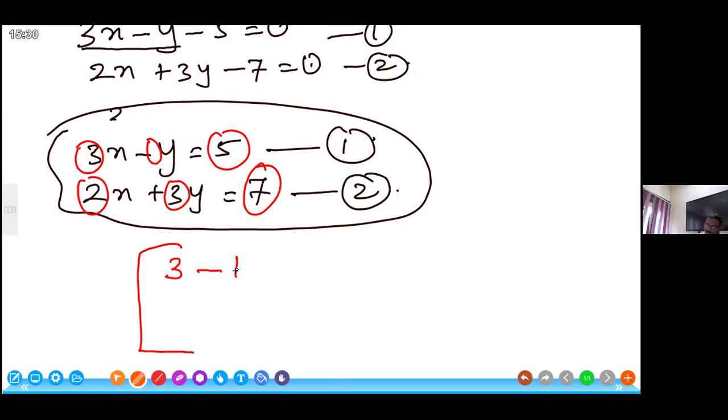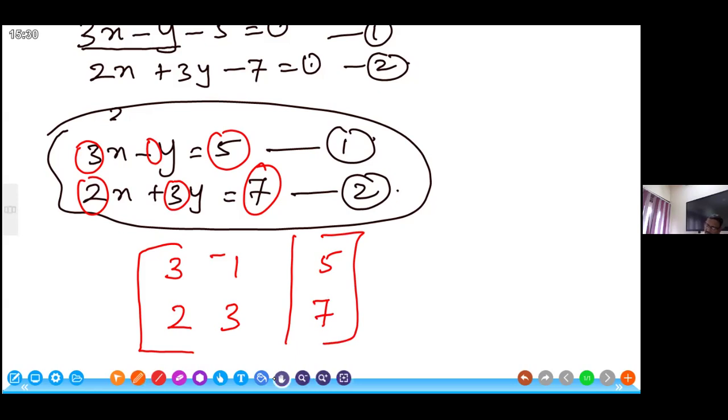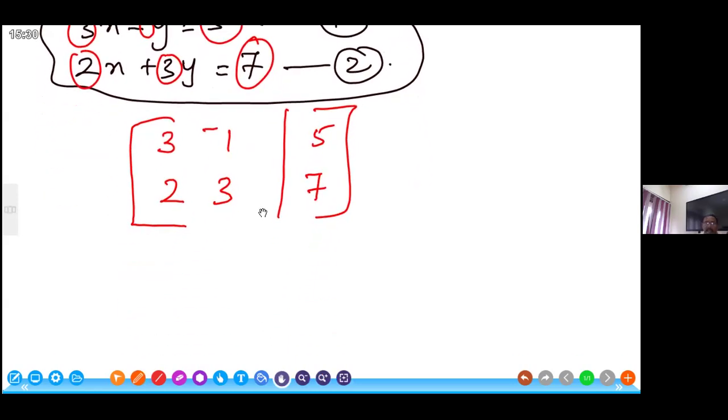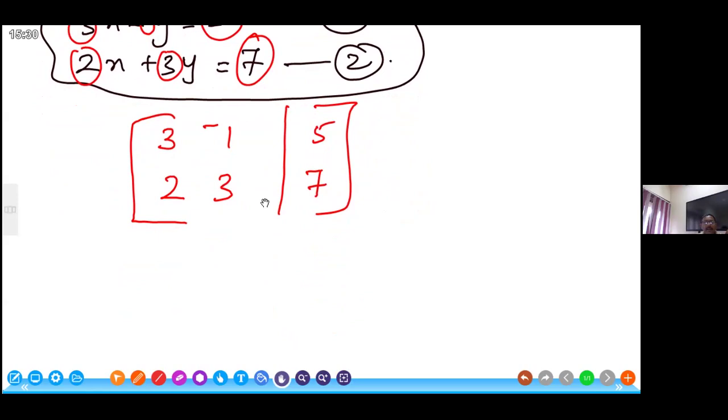Here we don't say it, just -1, right? And equal 5. Then the coefficients of the second equation, 2 and 3, which are plus, so I will write it as such. So these are the values that we already have, right?